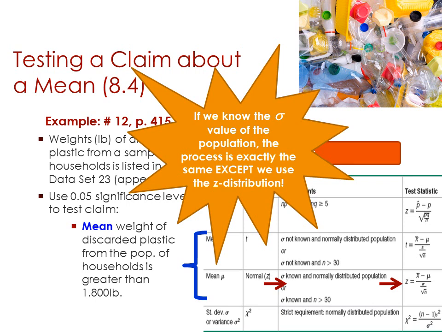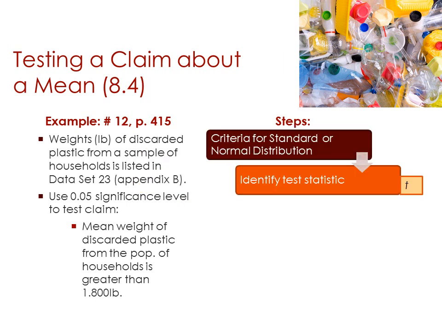Now, a quick sidebar, just to be clear. If we knew what our standard deviation was, what our sigma was for the population, the process is going to be exactly the same, except, as you can see, we use the z distribution. So that is the only thing that changes. If you do know the standard deviation, then you get to use your z distribution. If you don't know the standard deviation for the population, we're using the t distribution. Okay? So now we know our test statistic is a t.